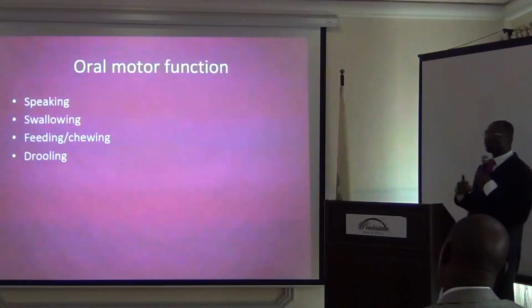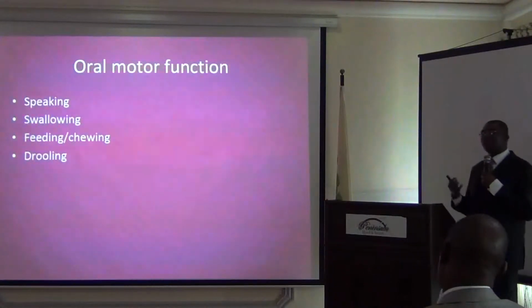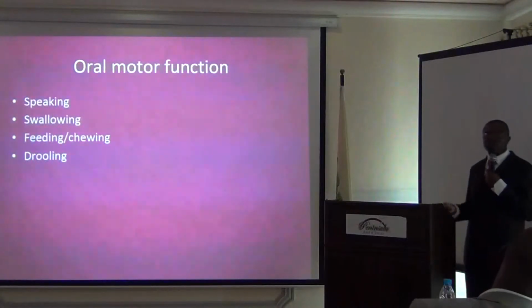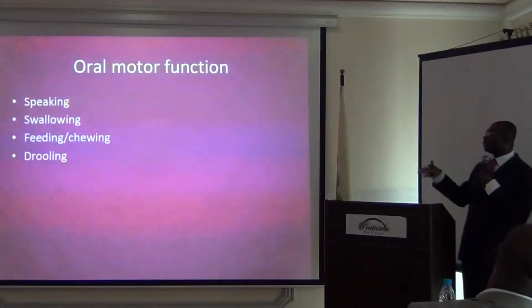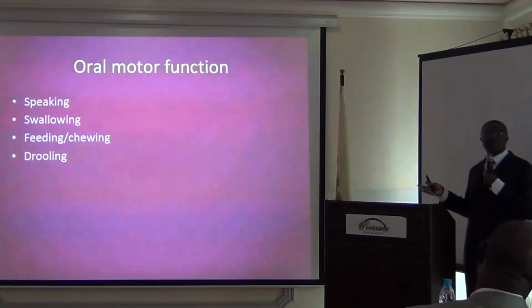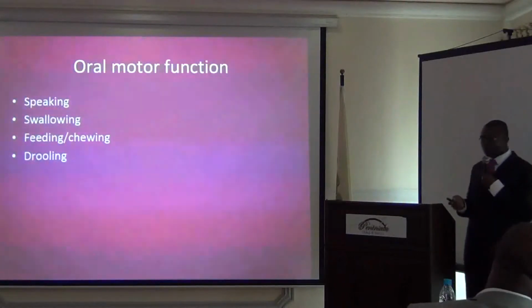And then the ability to swallow. Some of them may not be able to swallow, and if they are swallowing, they may have difficulty, and part of the food may actually enter the lungs and cause a problem. And then the ability to feed or chew substances, and then drooling of saliva. Those are the different problems that may affect the child's oral motor function.